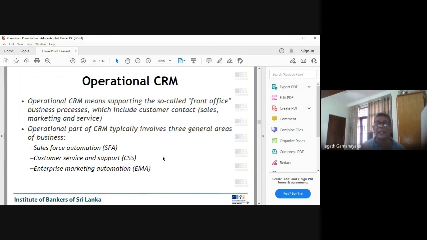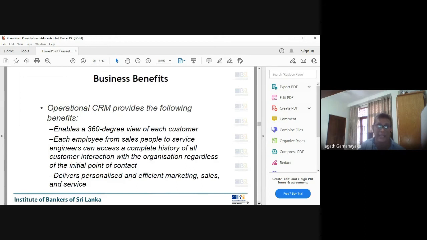Here in CRM, we look at how modern CRM will facilitate the activities of the front office, right? The sales guys, in that sense. There are a lot of software packages available today. We call them Salesforce automation, customer service and support, enterprise marketing automation, and so on. But I will take Salesforce automation: what is Salesforce automation, and how you make use of it to get the benefits to the bank. Okay, let me first look at the benefits of CRM.